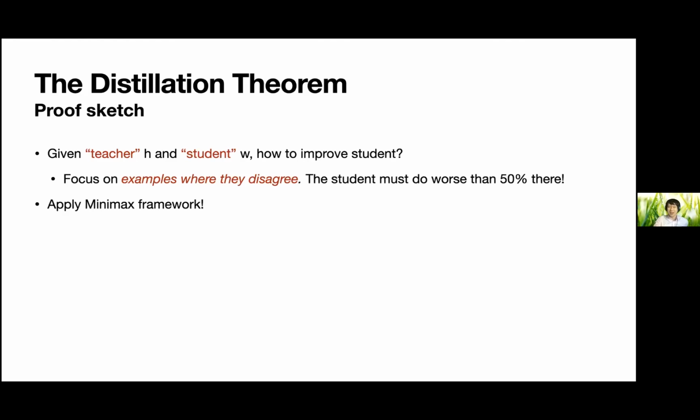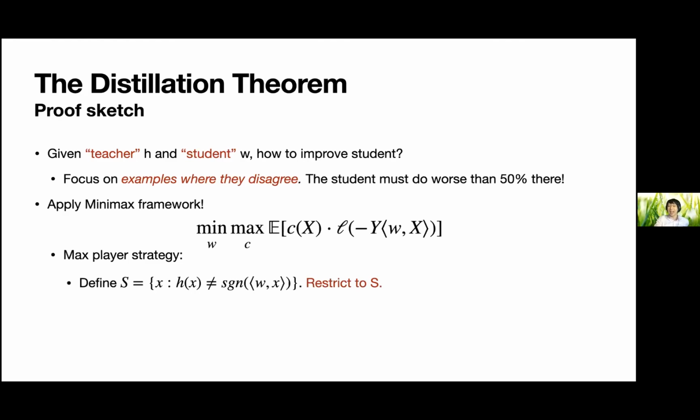And once we know we have a set where the student is doing really badly, now we kind of know how to improve the student. So we use the same framework. And what we do is we just run the proper learner, but as the first step, we restrict to this disagreement set where the student disagrees with the teacher.